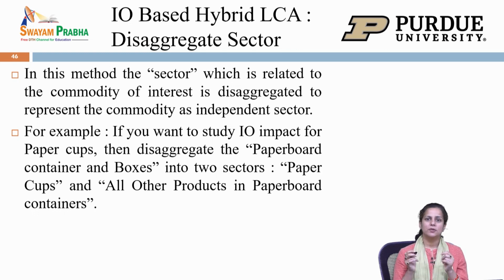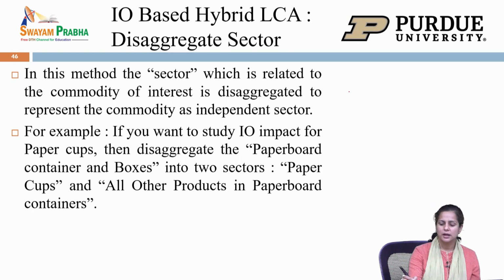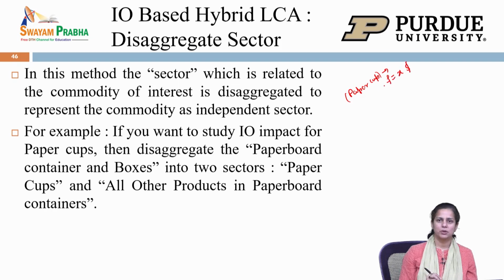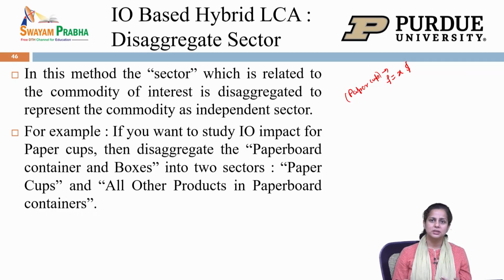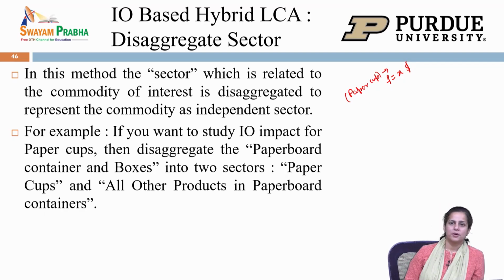So that way when we have a new sector, the paper cup sector, to study the impact we will only set the final demand equal to some amount of X dollar for paper cup, and for the rest of the economy we can set it at 0, so that we can only study the impact of paper cup manufacturing from that particular economy. So this is what we call the IO based hybrid LCA, because we are still doing the input output, but we are disaggregating the sector by using more detailed information about the paper cup manufacturing to disaggregate that sector.